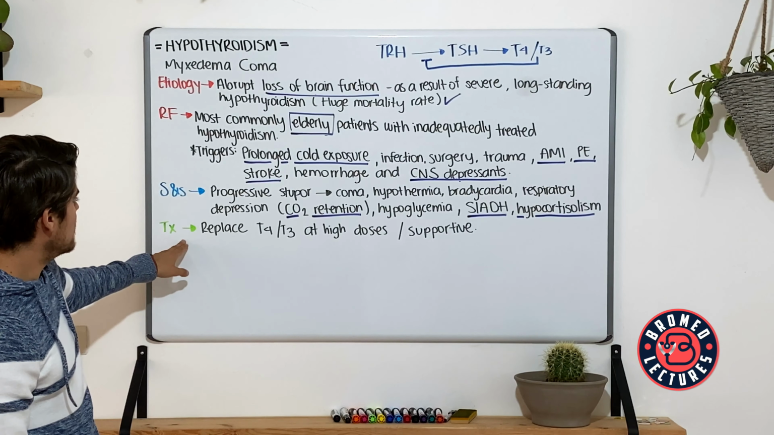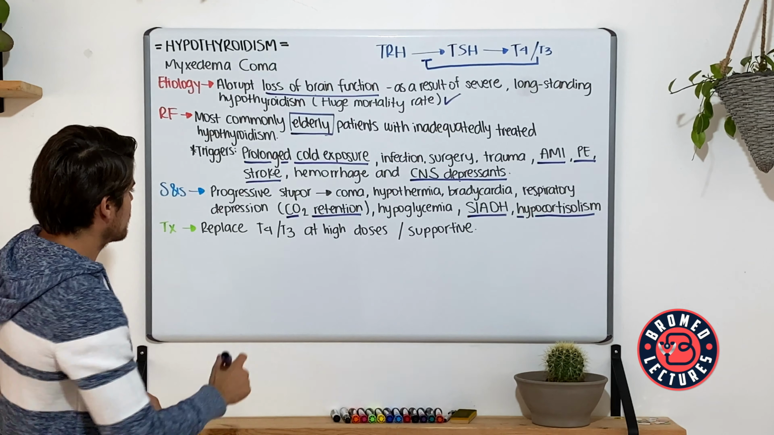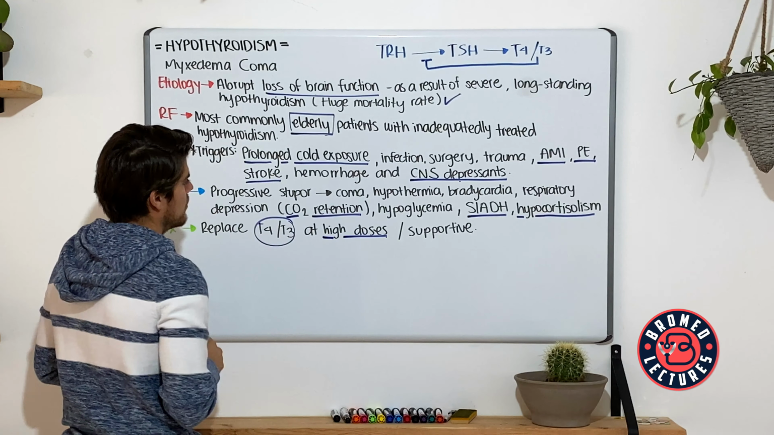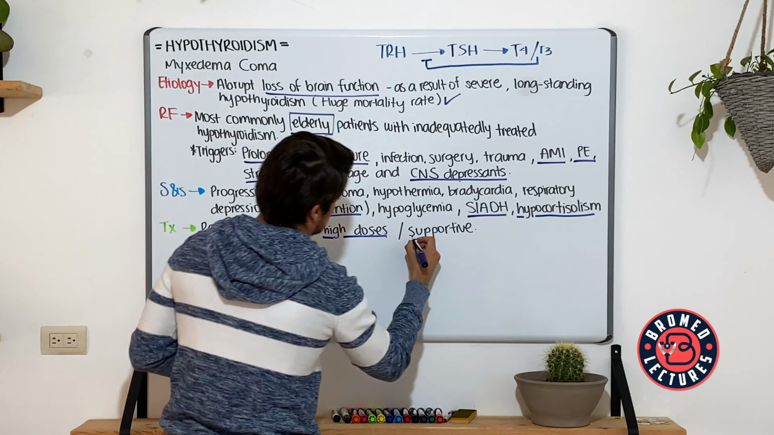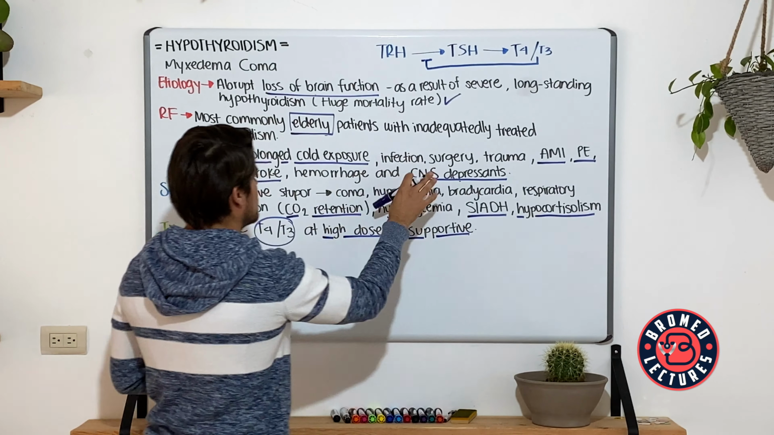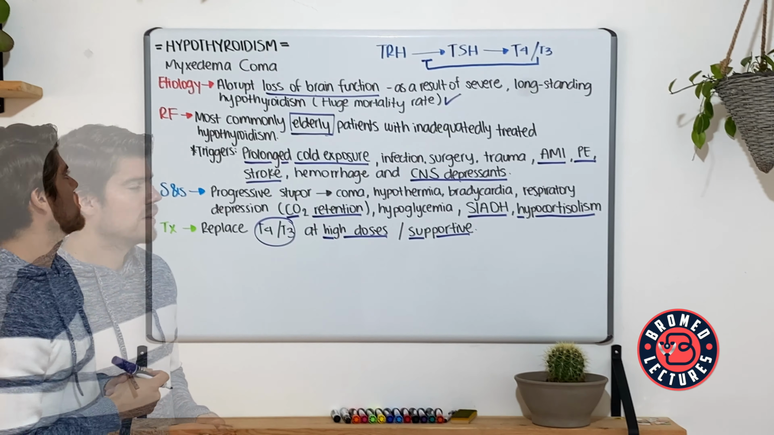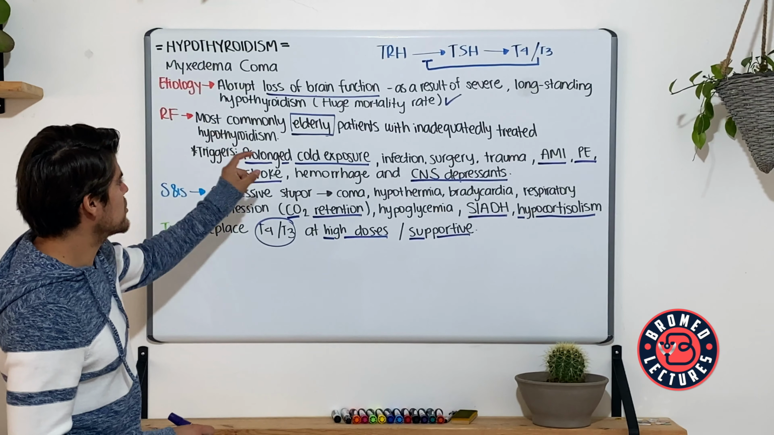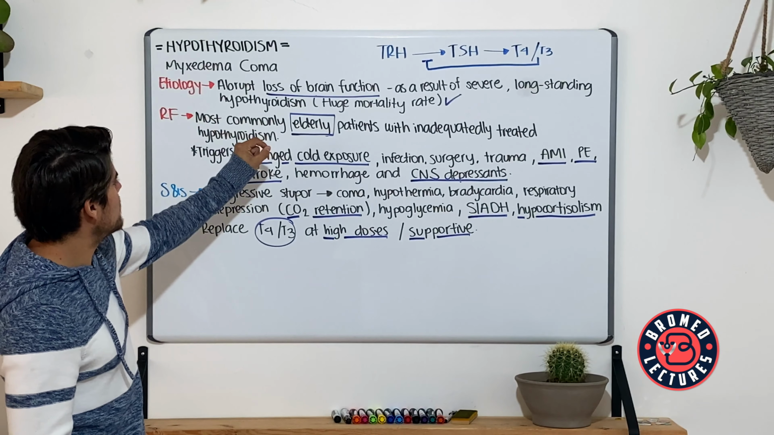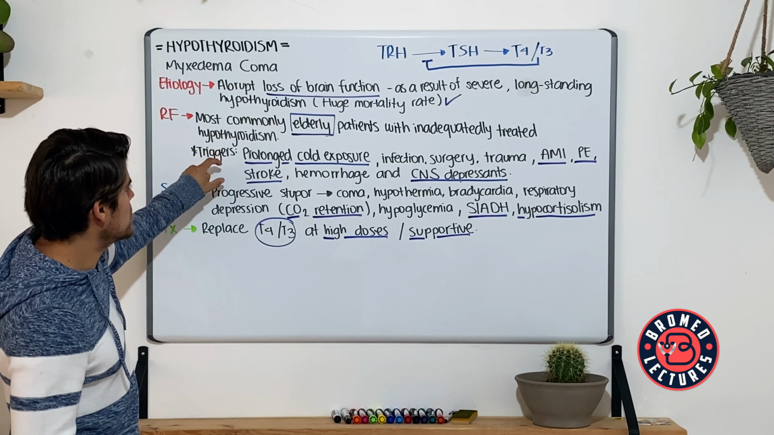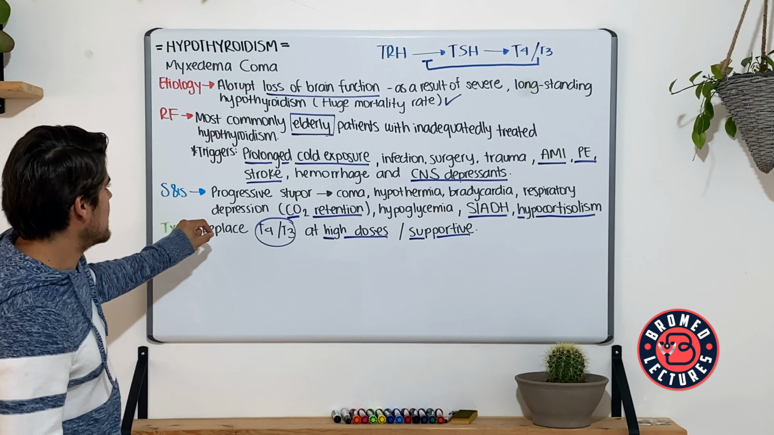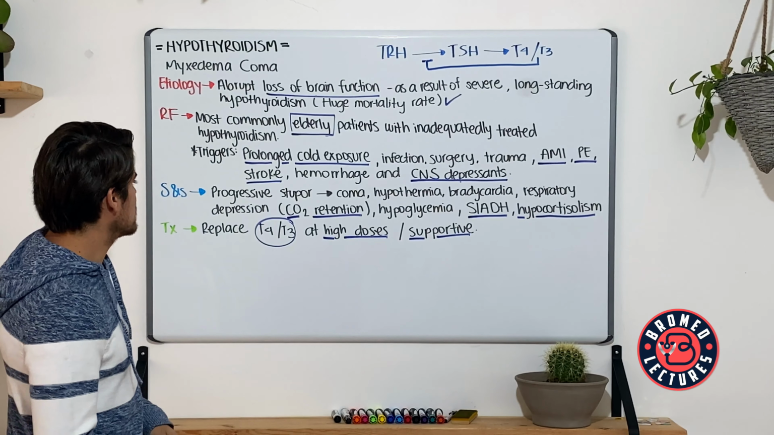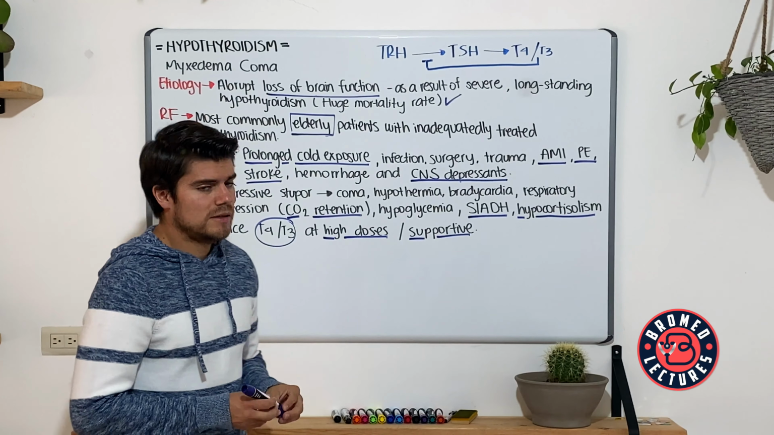Now, for the treatment, you need to replace high doses of T4 and T3 and supportive therapy for the clinical findings previously exposed. So remember, this is an over-exaggeration of the hypothyroid state, usually seen in elderly patients with these associated triggers, and it has a huge mortality rate, gives supportive therapy, and high doses of thyroid hormone. That's going to be for the video.